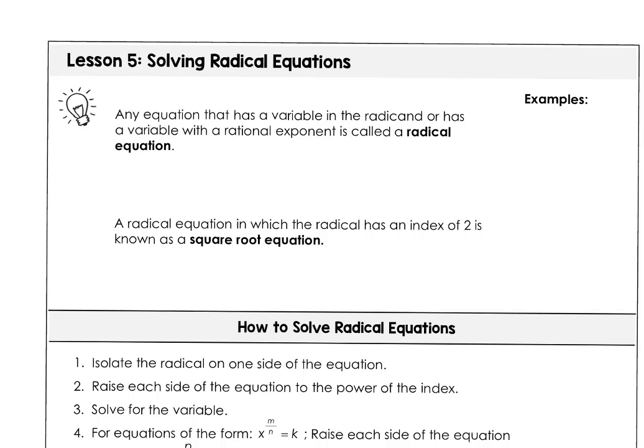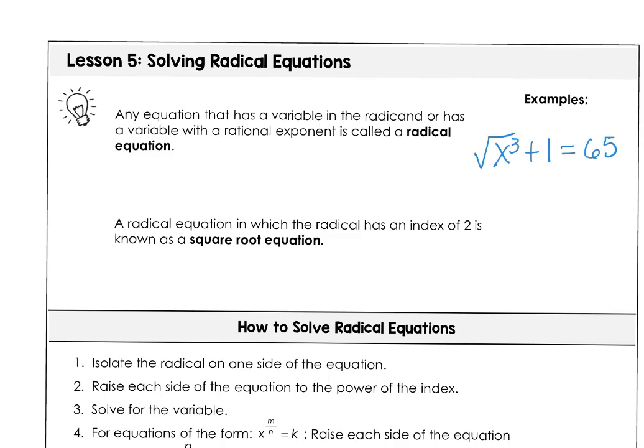This is lesson 5 in unit 6. We're looking at solving radical equations today. Anytime we have an equation that has a variable in the radicand or has a variable with a rational exponent, we can say this is a radical equation. For example, x cubed plus 1 equals 65 is an example of a radical equation.